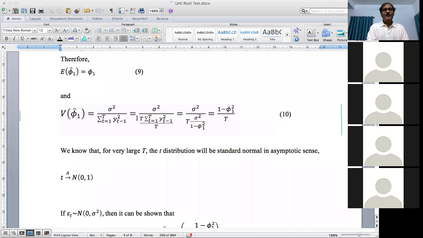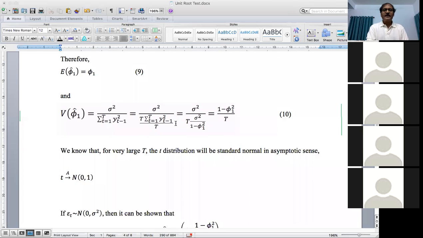Now we simplify this expression in this way. Sigma square we are retaining the same in the numerator. The denominator is written in this way, t into this divided by t. Why? Because this part will be the variance of yt.